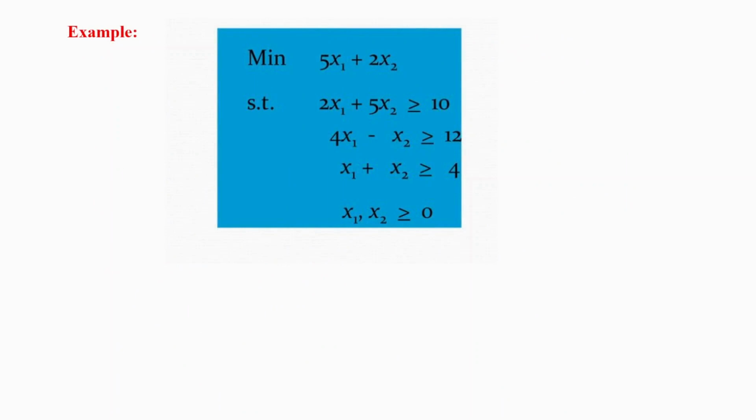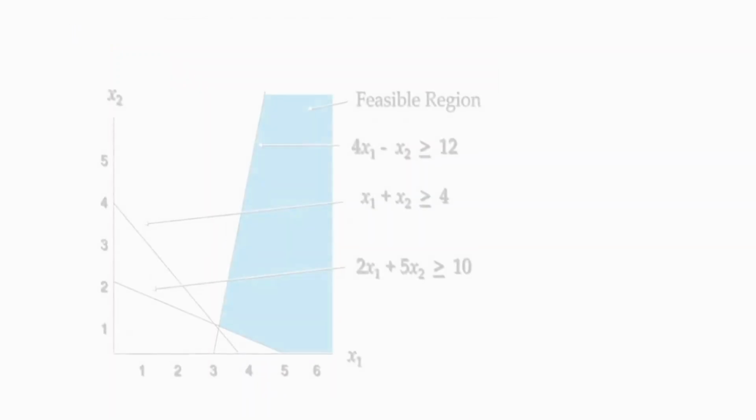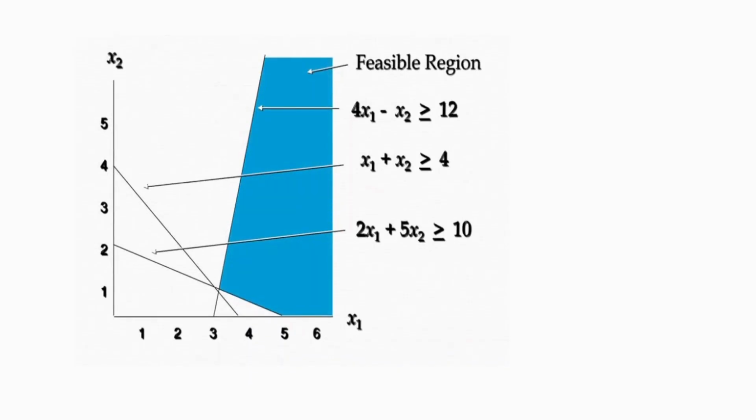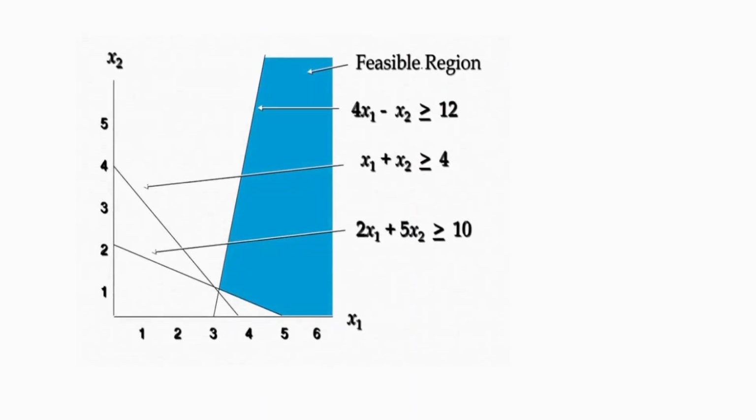So let's consider the next example of the minimization type. Here you can see for the minimization we have the greater than equal to. So quickly I'll just show you that. In this we have to minimize 5x1 plus 2x2. So plotting all these lines, you have to plot all the lines using the same method. So this would be 0 comma 4 and this is 4 comma 0. So just plot the line x1 plus x2 equal to 4. So 2x1 plus 5x2 is equal to 10 would be 5 comma 0 and 0 comma 2.